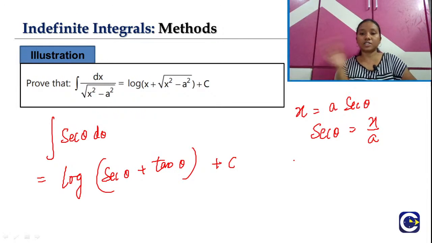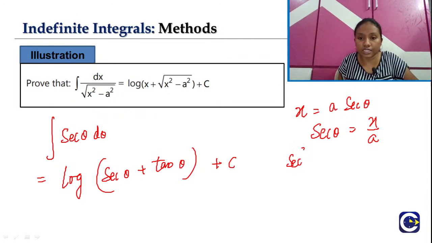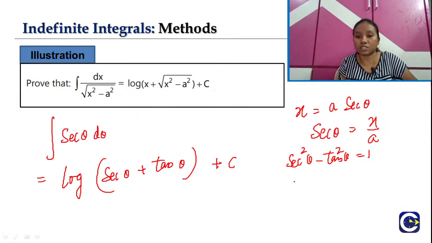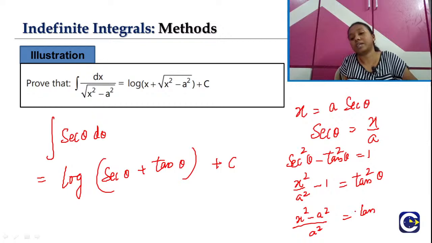Right. So if secant theta is x by a, we have a relation, that is our identity for secant and tan: secant square theta minus tan square theta is equal to 1, where we have to find tan square theta. So that will be secant square theta minus 1. So it will be x square by a square minus 1, which is equal to tan square theta. So let's take the LCM. So x square minus a square by a square will be equal to tan square theta.